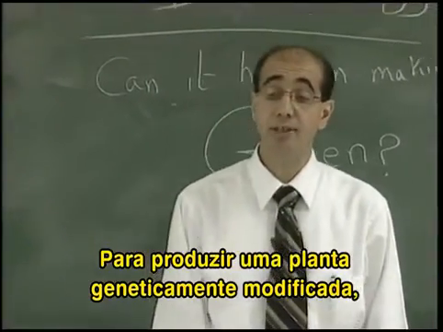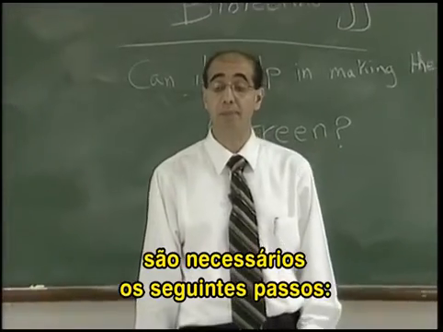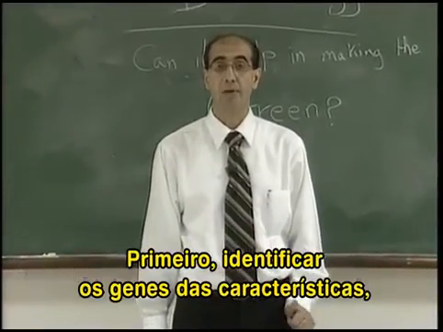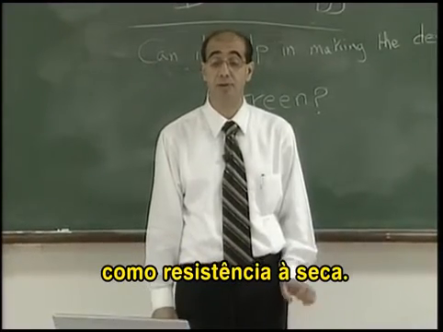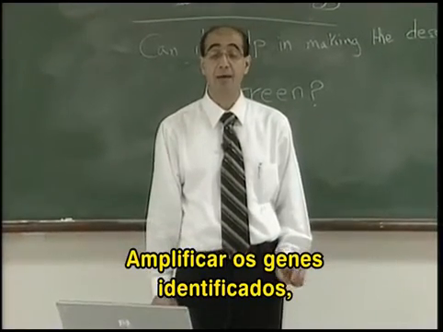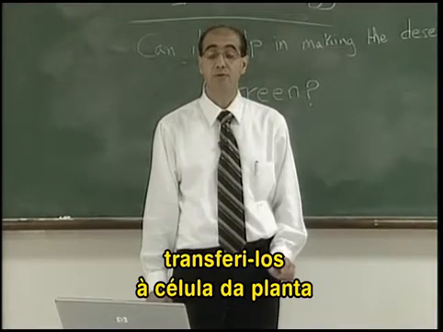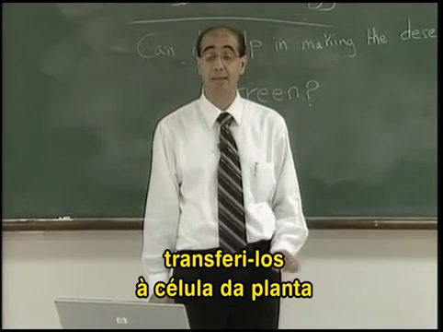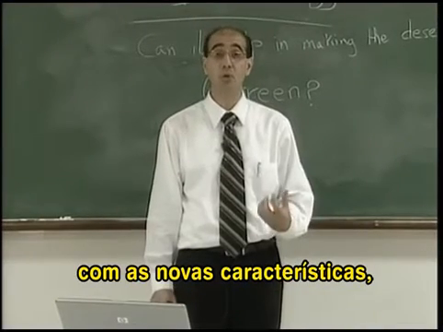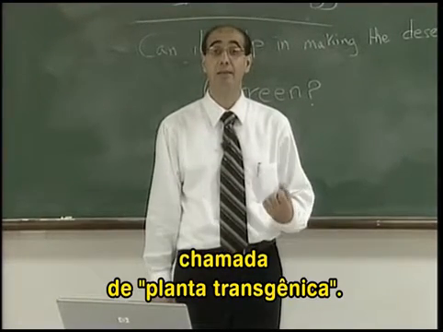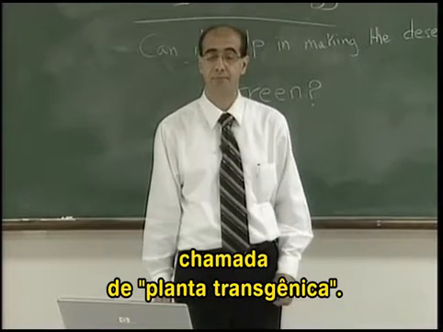To produce this genetically modified plant, the following simple steps have to be done. First step, identify the genes exclusive to the traits, such as drought resistance. Amplify the identified genes. Transfer the amplified genes into the plant cell and grow the cell, which will give a whole new plant with the new desirable traits, called a transgenic plant.